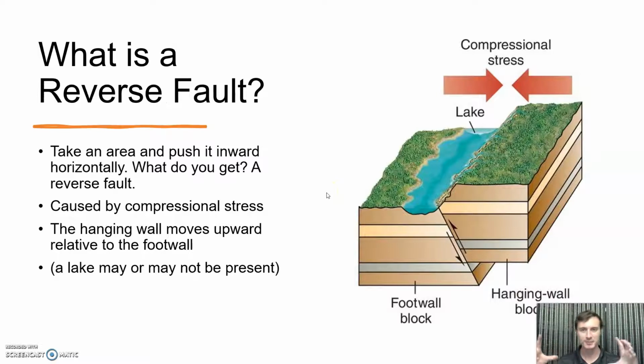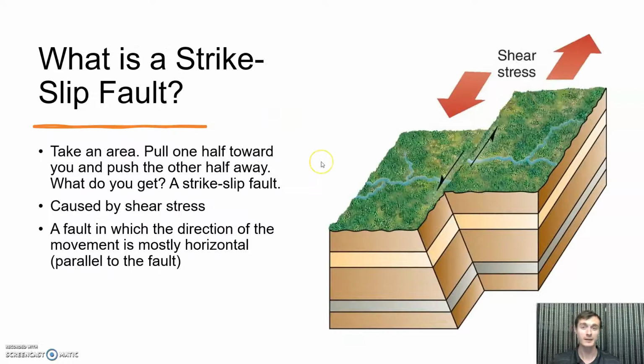Now, let's say you do the opposite. You take an area and you push it together under compressional stress, which you would have called a reverse fault. Finally, you imagine you take an area, a chunk of rock, you take one part and pull it towards you, you take another part and push it away, and the result is something called a strike-slip fault. It's going to be the result of shear stress.